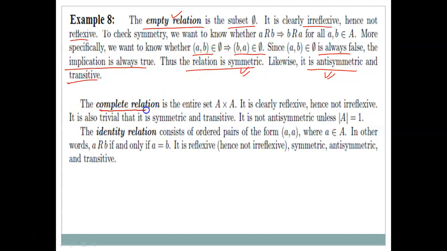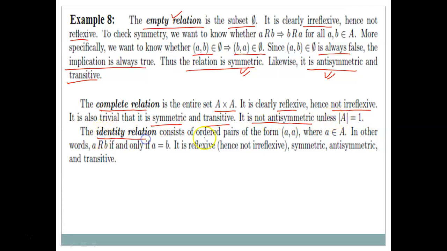Then the complete relation: the entire set A cross A is called the complete relation. Clearly, such a relation is reflexive, hence not irreflexive. It is also trivial that it is symmetric and transitive. It is not antisymmetric unless it has a single element.